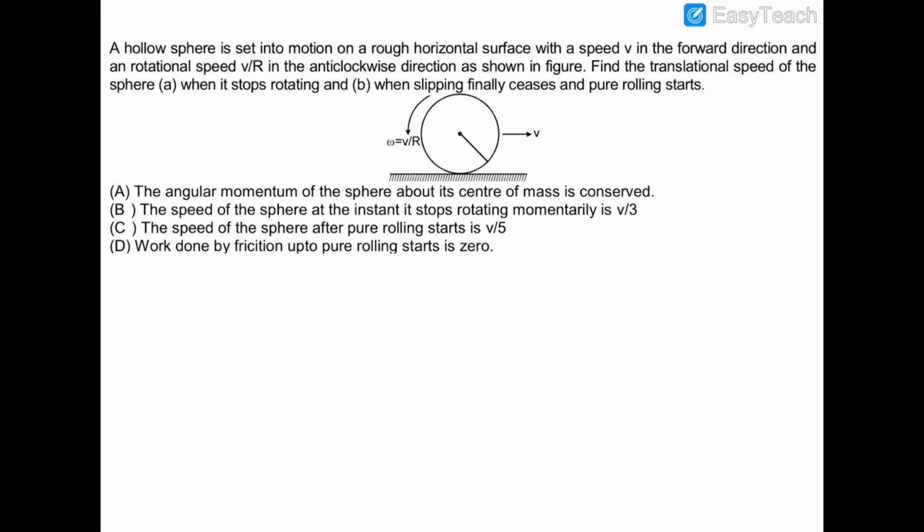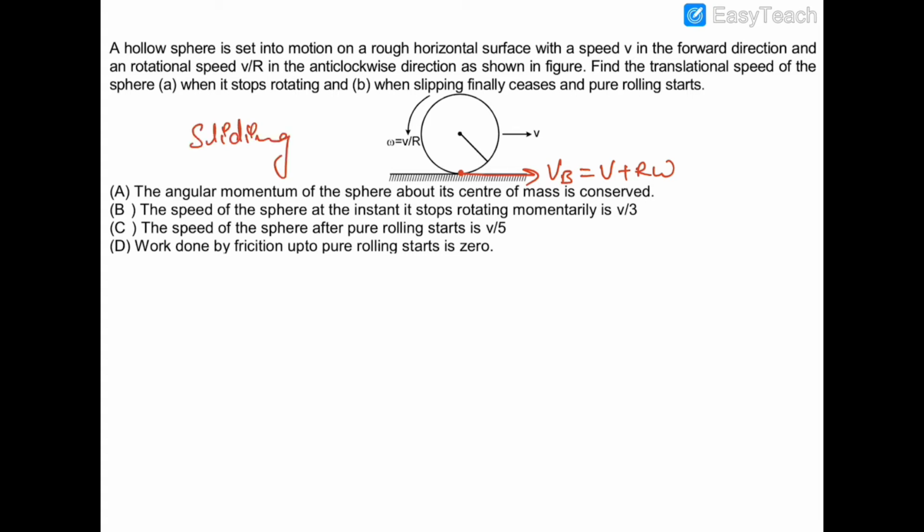In this question, you can see that there is a hollow sphere which is given a velocity of v in the forward direction, as well as an angular velocity in the anti-clockwise sense, equal to v upon r, where r is the radius of this sphere. Now if we talk about this point, then this point would be sliding because its velocity is equal to v plus r omega in the forward direction. So this sphere is initially sliding.